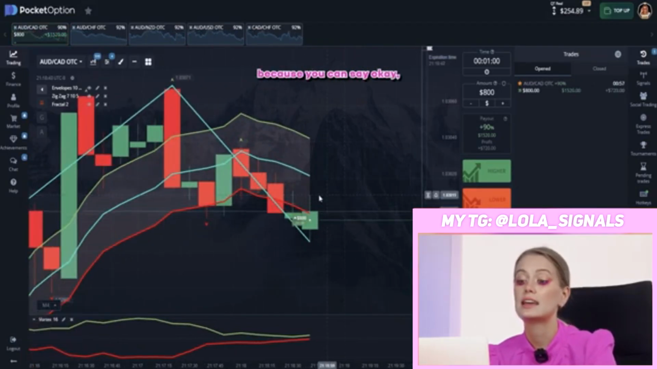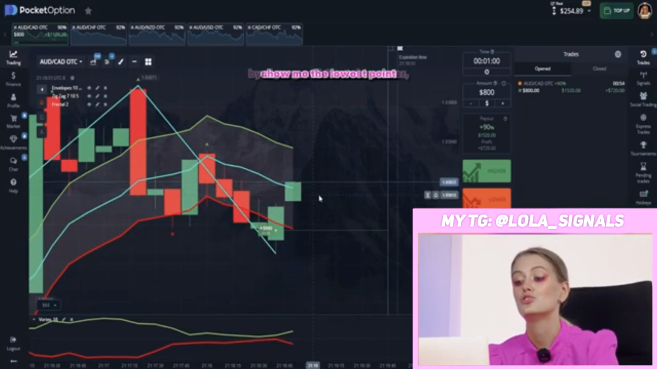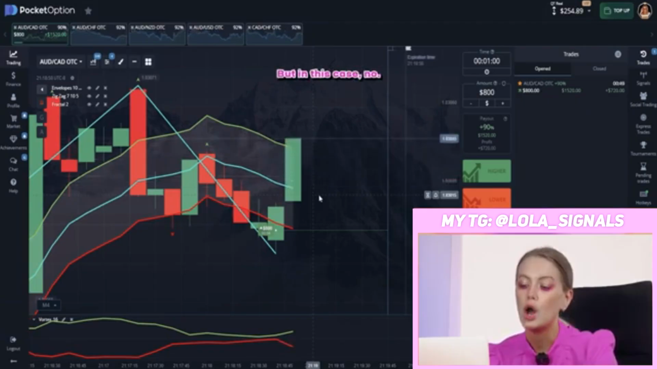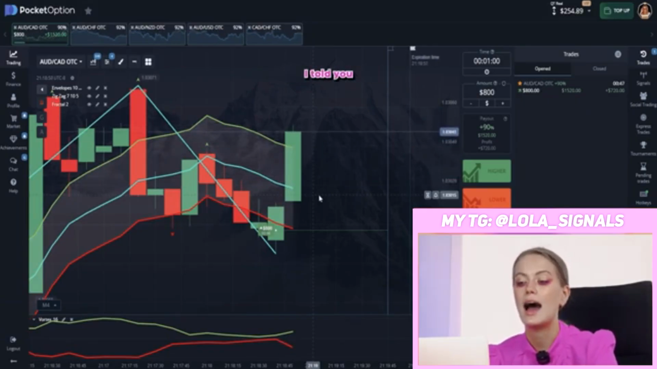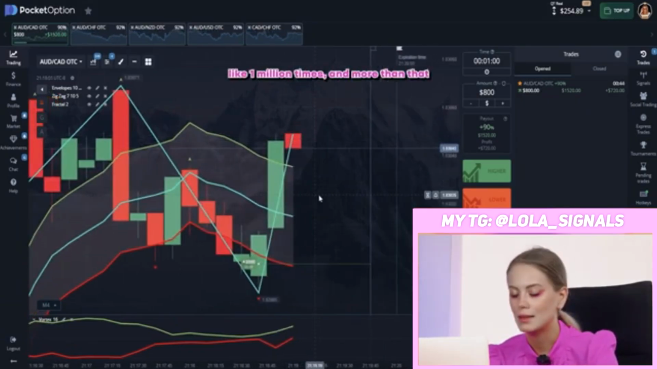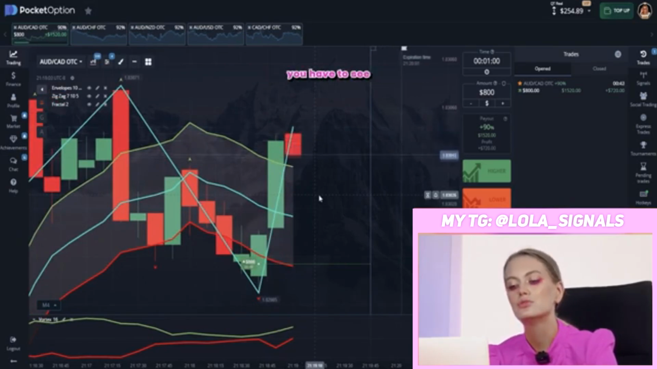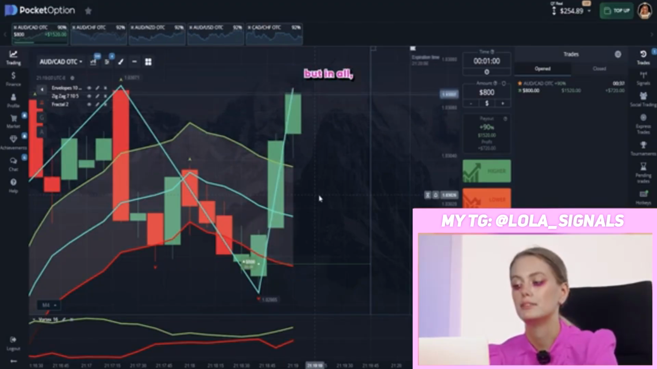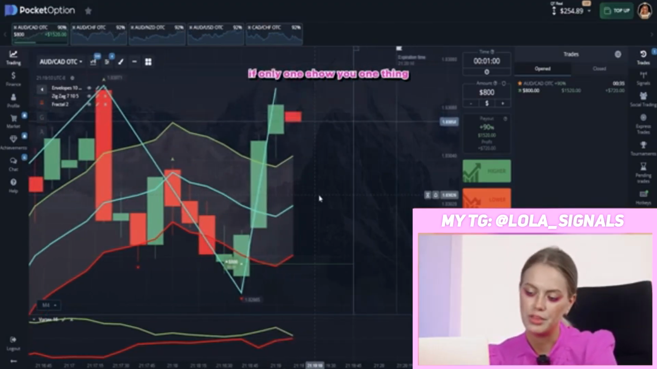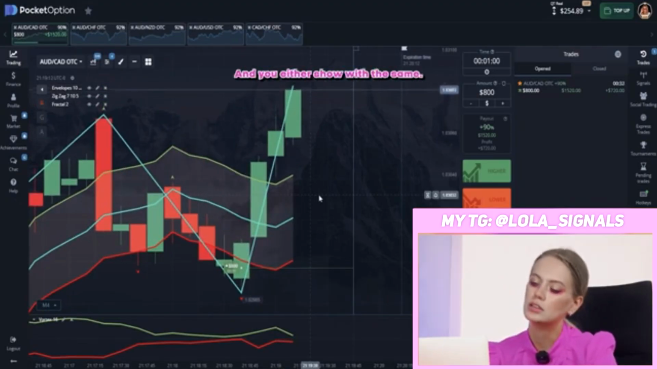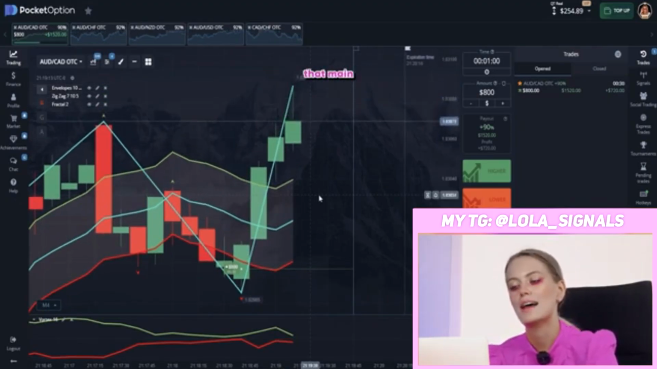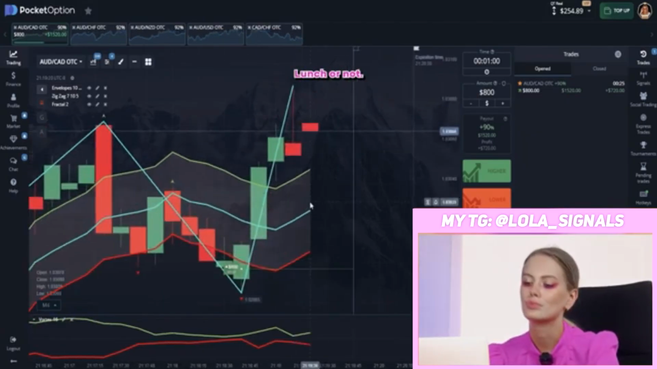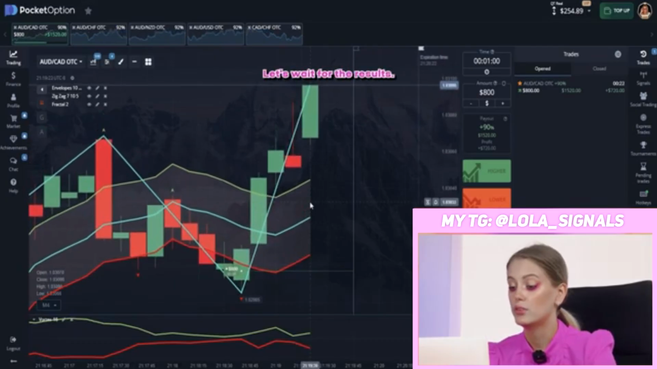You can be confused because you can say, okay, but zigzag and fractal must show me the lowest point and only after this it will go up. But in this case, no. I look at our indicators. I told you like 1 million times and more than 1 million times that you have to look not only at one indicator, you have to look at all of them. If only one shows you one thing and another not, or two indicators show you the same, you will have to follow that main thing, like 2 indicators, 3, and so on. One shows you not, never mind for us. Let's wait for the result.